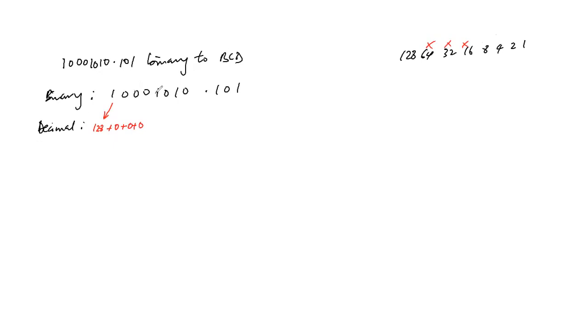And then this is turned on, so that's 8. It's 8 plus 4 is turned off. Then 2 is turned on, plus 2. Then 1 is turned off, plus 0.